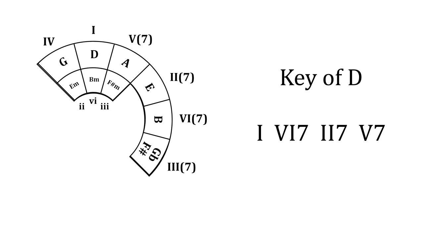But they're all uppercase Roman numerals and they're all played as 7th chords except for our 1 chord. So we're going to play D, B7, E7, A7. 1, 2, 3, 4.